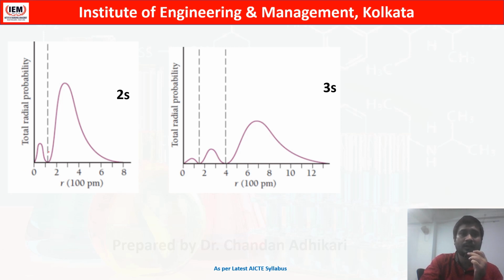So this is the radial probability versus distance, the radial probability distribution plot for 2s and 3s orbital. These are the nodes, which have been given by the dotted line.